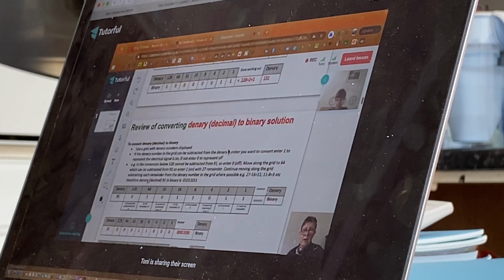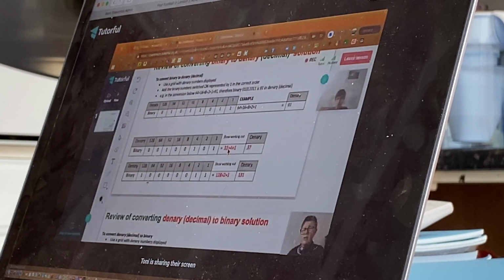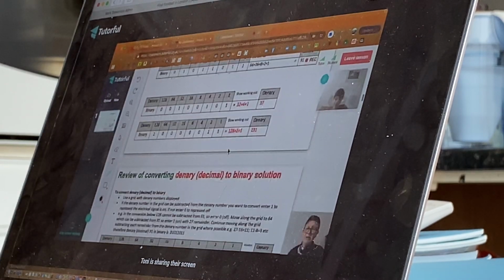Right. Can you remember doing decimal to binary, or do you want me to go over it again? You did, and this was the opposite, decimal to binary.